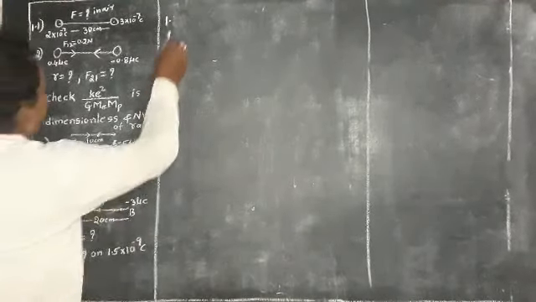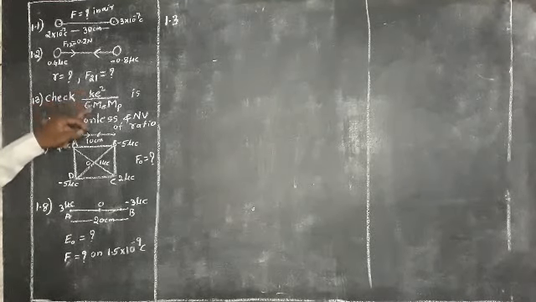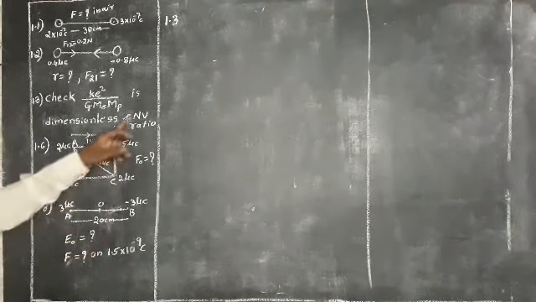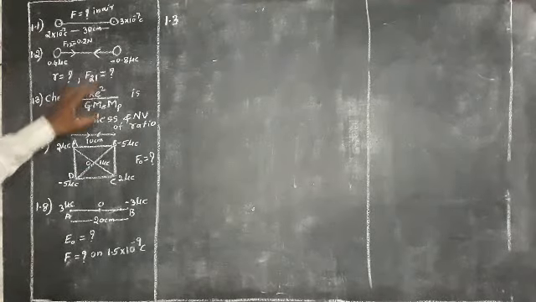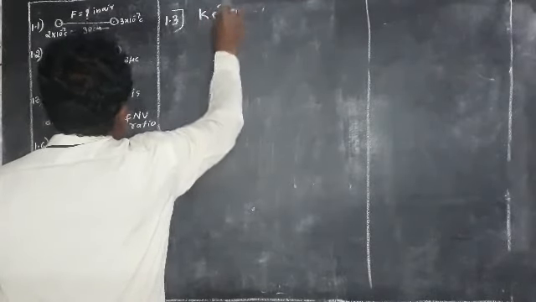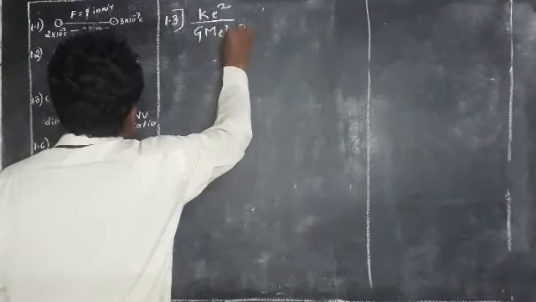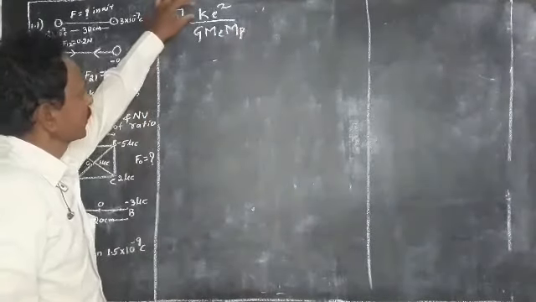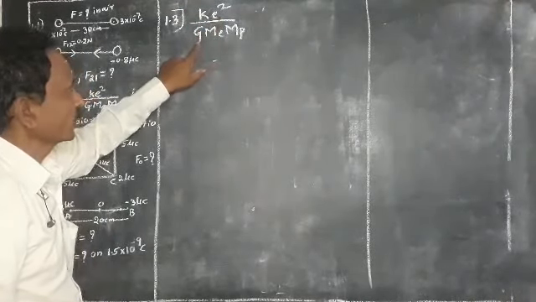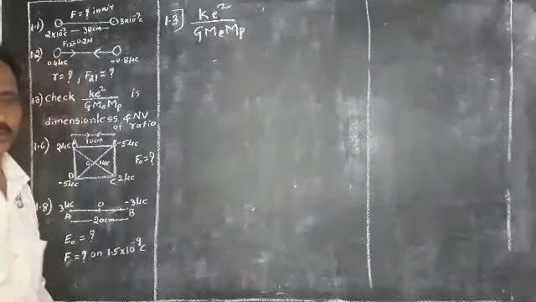Next, 1.3. Check that the ratio Ke square upon Gme mp is dimensionless, and also find the numerical value of this ratio. The given ratio is Ke square upon G me into mp. Here K is Coulomb's constant, e is electronic charge, G is universal gravitational constant, me is mass of electron, and mp is mass of proton.